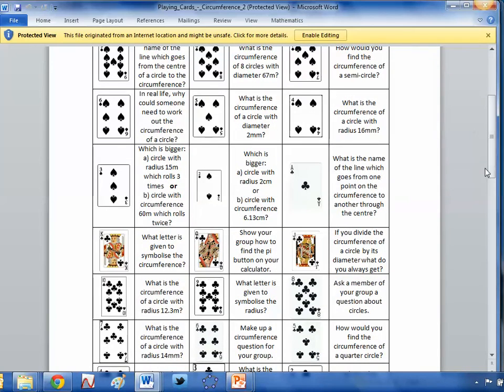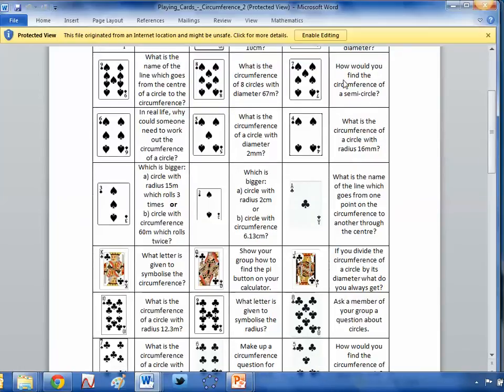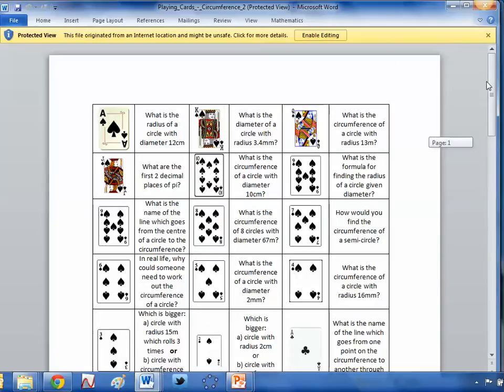But what I really like about this is the questions are not straightforward at all. There's questions asking them to describe things to students. I like all this, how would you find this, and which is bigger. It's not just your straightforward questions here. Really nice idea. So that's a good little workstation there with some playing cards.